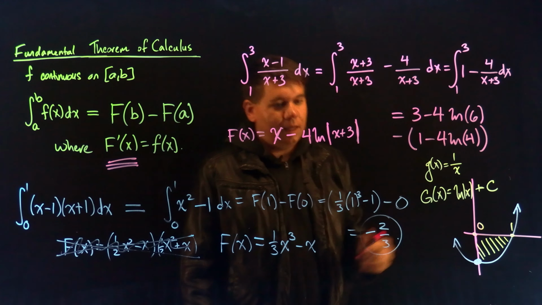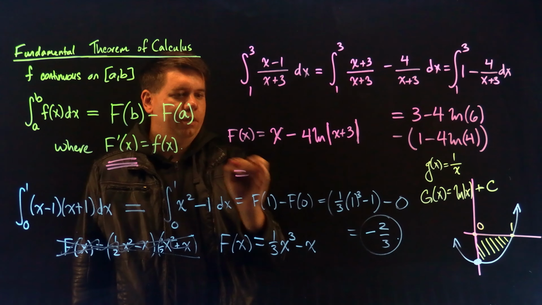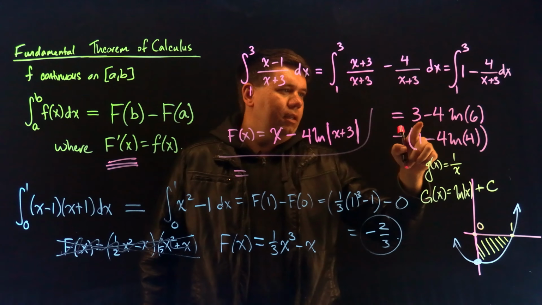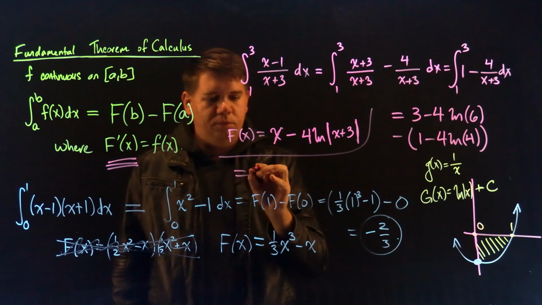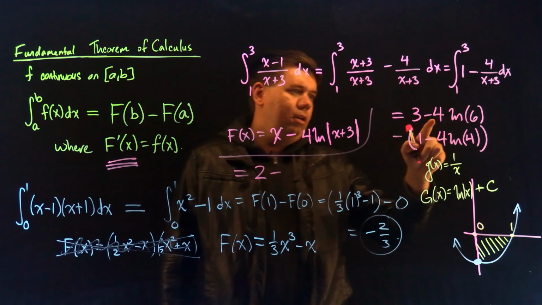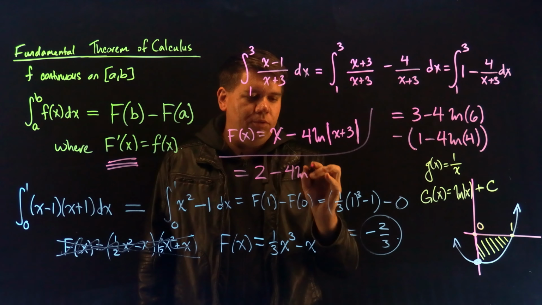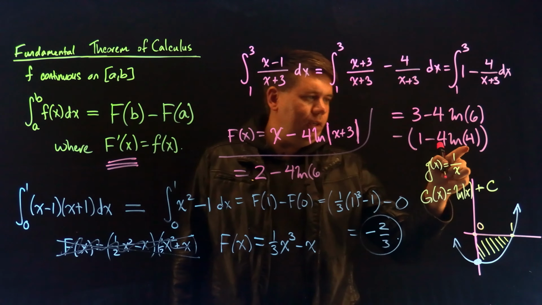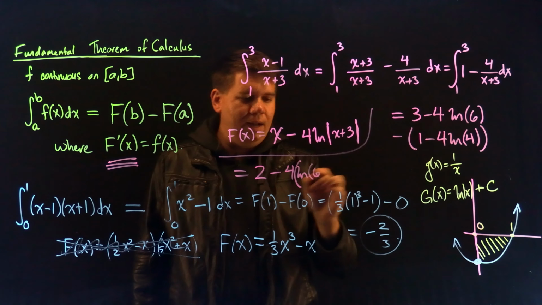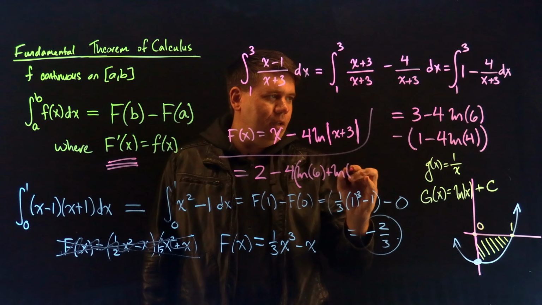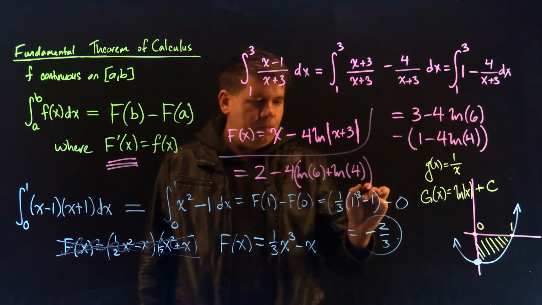Okay, and then simplify. Kind of a meandering journey here, but now we should simplify. The 3 minus the 1 gives you 2, minus 4 copies of the natural log of 6, minus 4 copies of the natural log of 4. So I can factor that minus 4 out: natural log of 6 plus the natural log of 4.